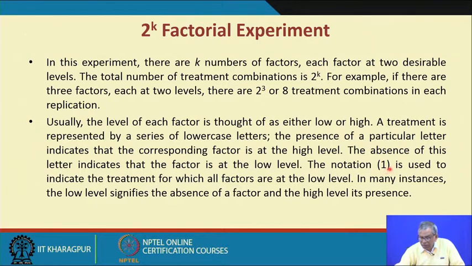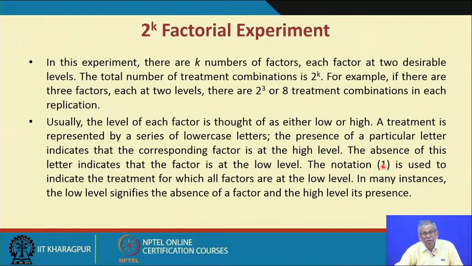Notation 1 is used to indicate the treatment for which all factors are at the low level. Suppose you are considering the three factors a, b and c, and all these factors have two levels, low level and high level. Suppose all these three factors are at low levels. So how do you specify? You specify it as 1, that means 1 in parentheses.